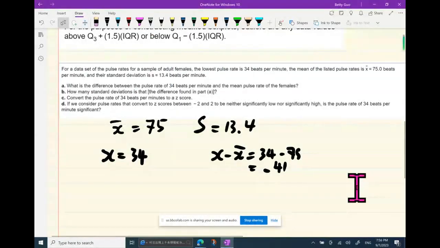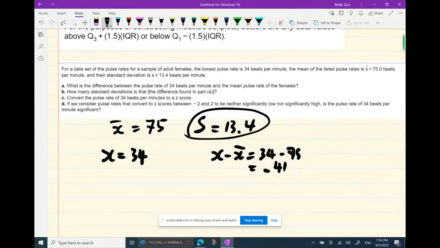Okay, and then let's see part B. How many standard deviations is that? Now you are going to use the standard deviation to measure the deviation. The difference between x and x bar is the deviation. So how do you measure it? You just need to use the negative 41 and divide it by 13.4. Let's see what we have. You have a calculator? The answer, of course, is negative. So 41 divided by 13.4.